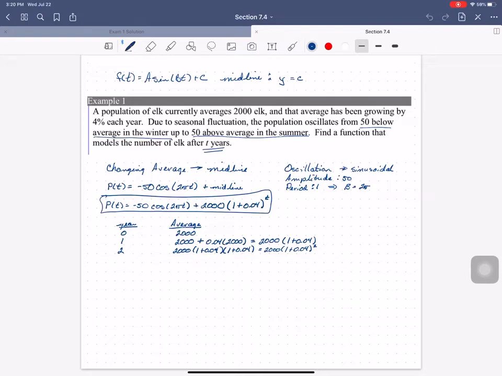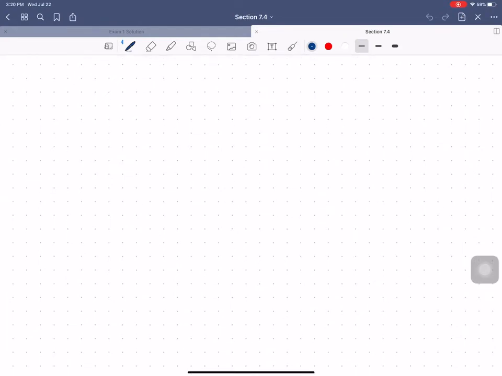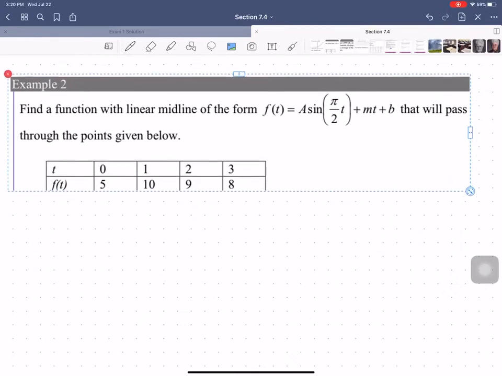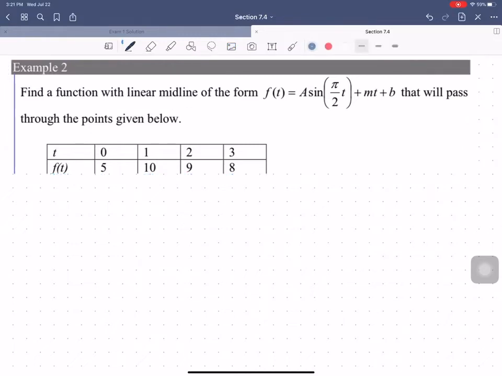So let's look at another example. Suppose I've got a table of values and I want to find a function that represents this table of values. Now, I've got a hint here. I've got a hint that I've got a linear midline. In other words, my midline is going to be mx plus b, or in this case, mt plus b. And my function is also giving me a hint that we're going to use a sine, and it gives me my internal multiplier. Now, if I've got my internal multiplier, I've got my period, and that's going to be helpful.